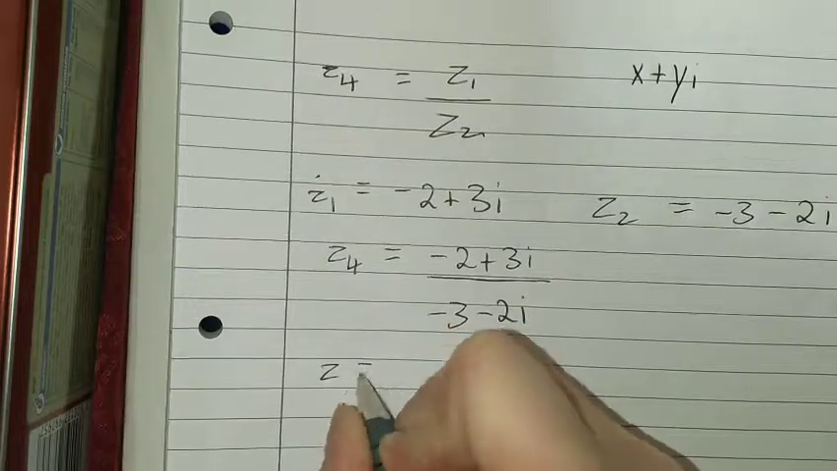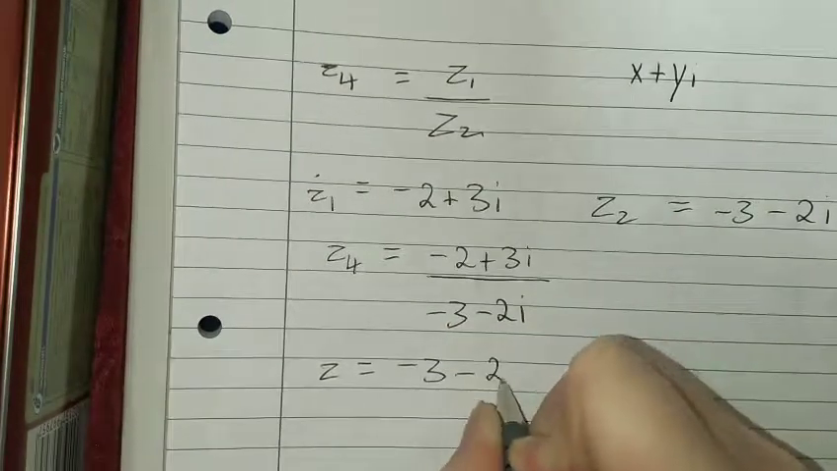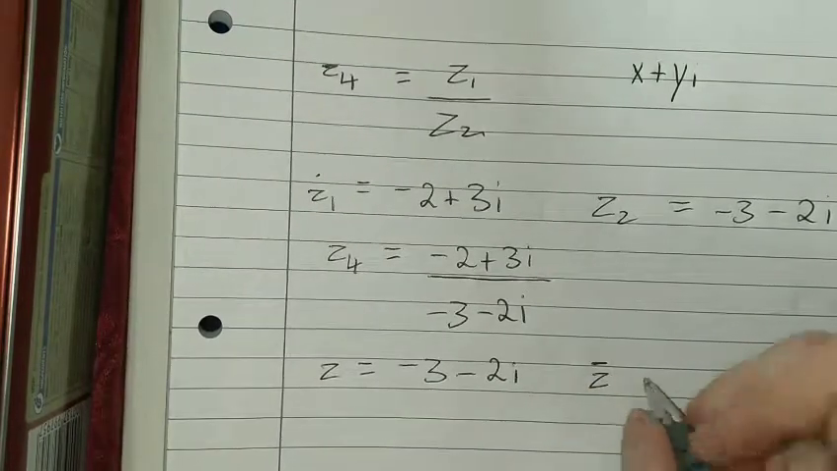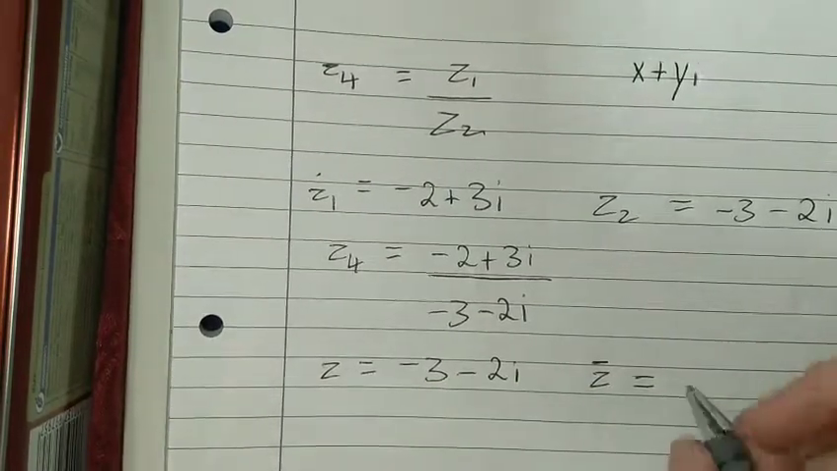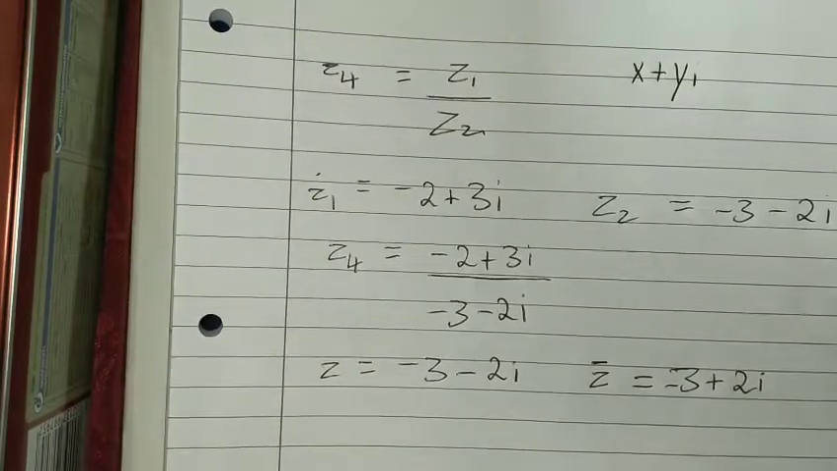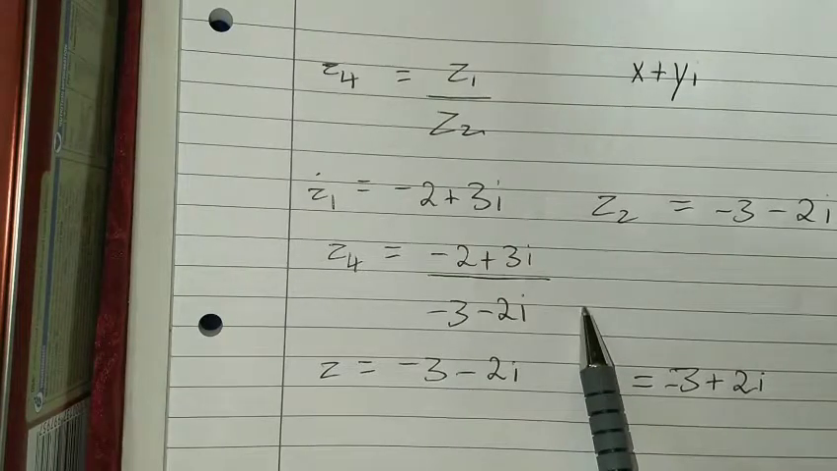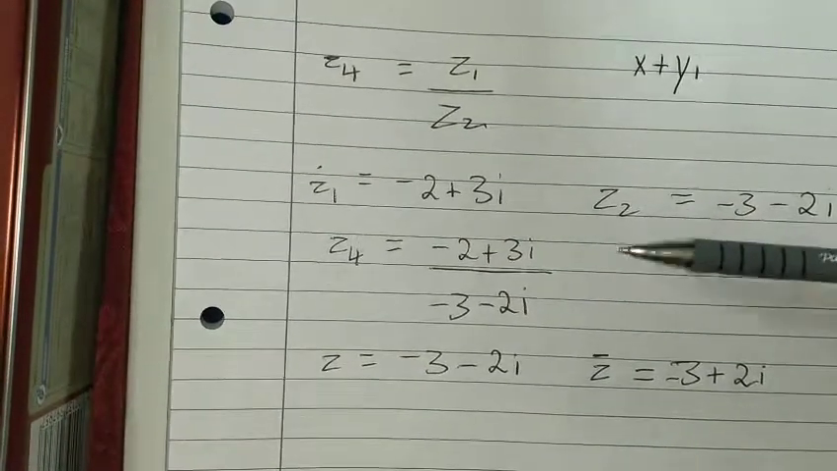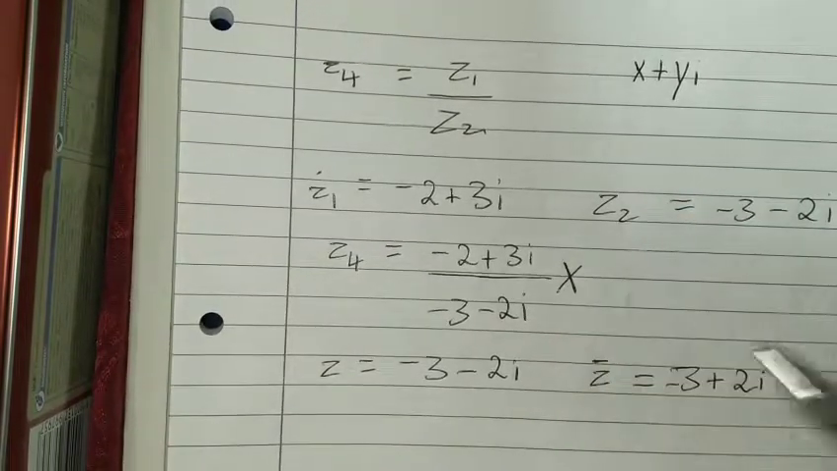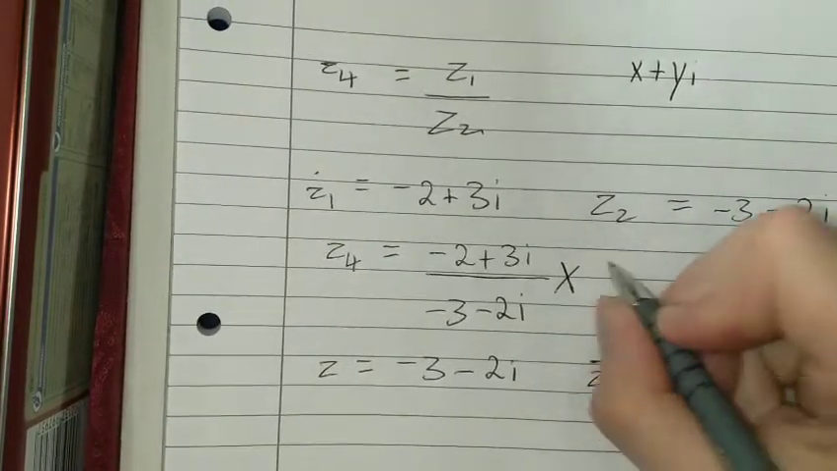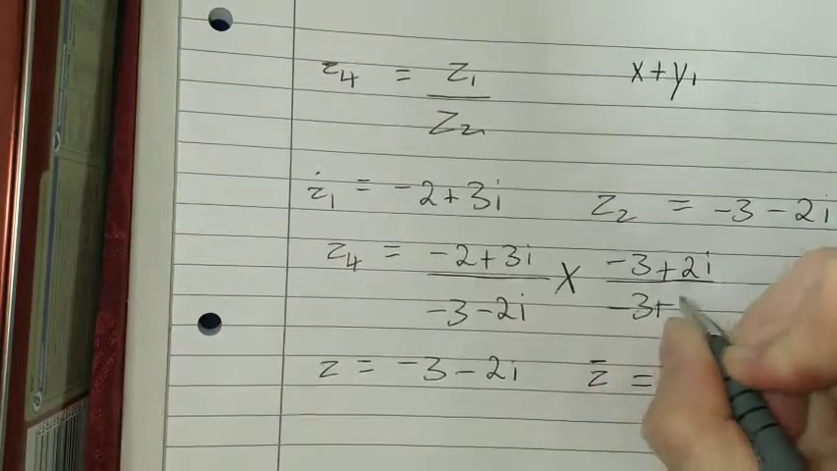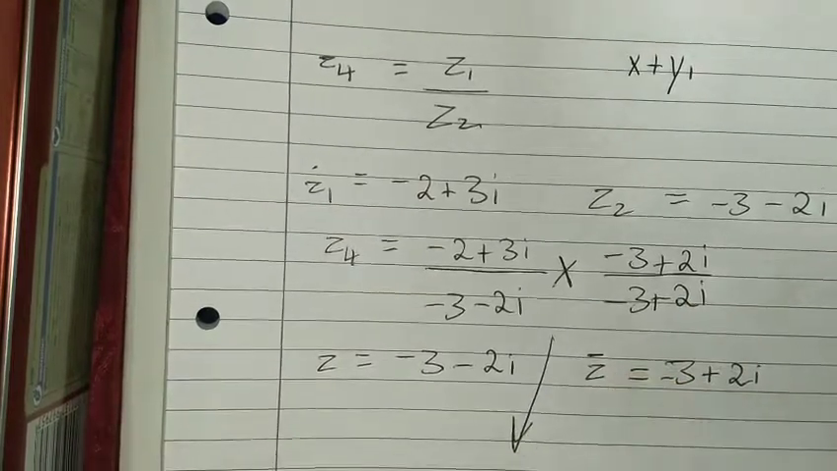So say z is minus 3 minus 2i, well, the symbol for the conjugate is just a line overhead, so we just change the sign in front of the imaginary part, so it'll be minus 3 plus 2i. But we can't just multiply the bottom of our fraction by something. We have to multiply bottom and top, so it's just the same as multiplying it by 1. So we're going to multiply top and bottom by the conjugate of the bottom, minus 3 plus 2i. So I'm just going to bring this down here.